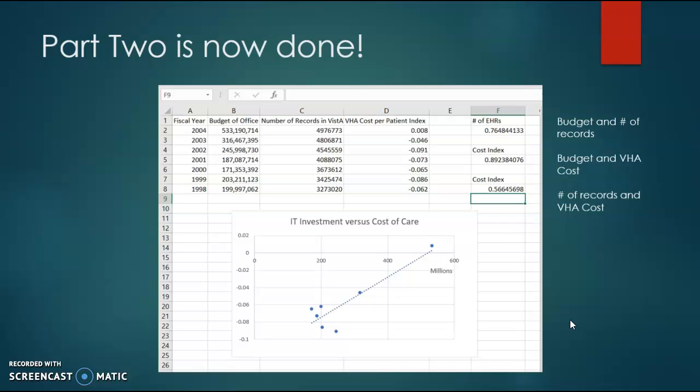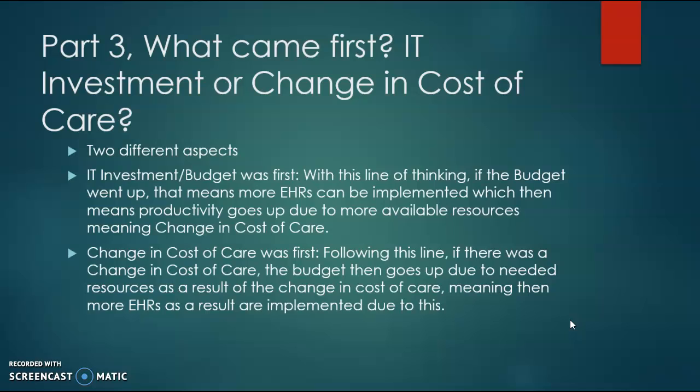But that's not the last thing. There's still one more part. There's part 3. Back to what I was talking about in the beginning, we want to understand what came first, what came second, to see what's influencing everything else. And this is exactly where it comes into matter. We want to know if the IT investment was what came first, or was it the change in cost of care? So there's two different aspects to this.